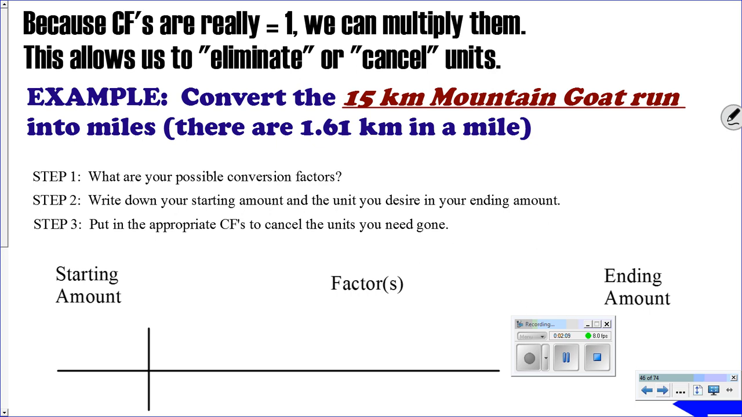What we're actually allowed to do here is multiply anything by 1 anytime we want to in math. So our conversion factors are actually equal to 1. This is also known as the factor label method sometimes because this allows us to eliminate or cancel units. So we're going to convert the 15-kilometer mountain goat run that runs through Syracuse into miles. The conversion factor that we're going to use is right here. In fact, there are 1.61 kilometers in a mile.